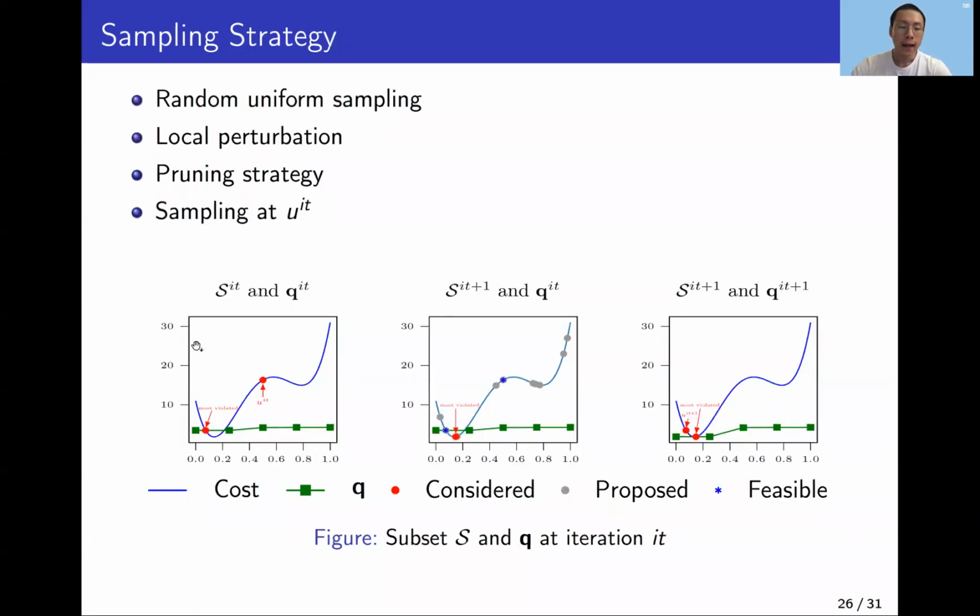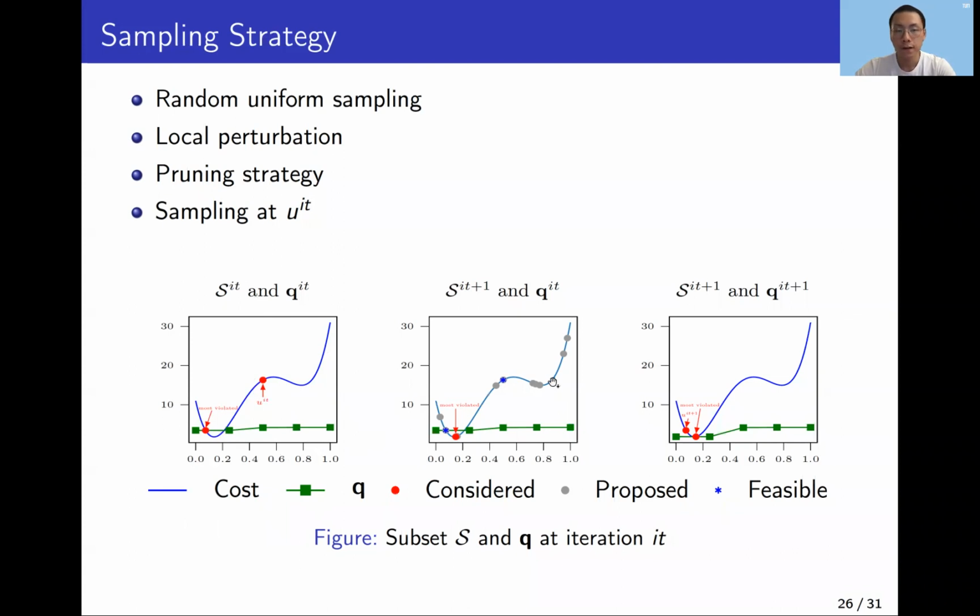So here I illustrate our sampling strategy based on an example. The blue line is the cost. Assume after a certain number of iterations, we already achieve a Q, which is the green line here, looks like this. And these 2 red dots are our samples for this iteration. You can see the Q here is optimal for this subproblem.